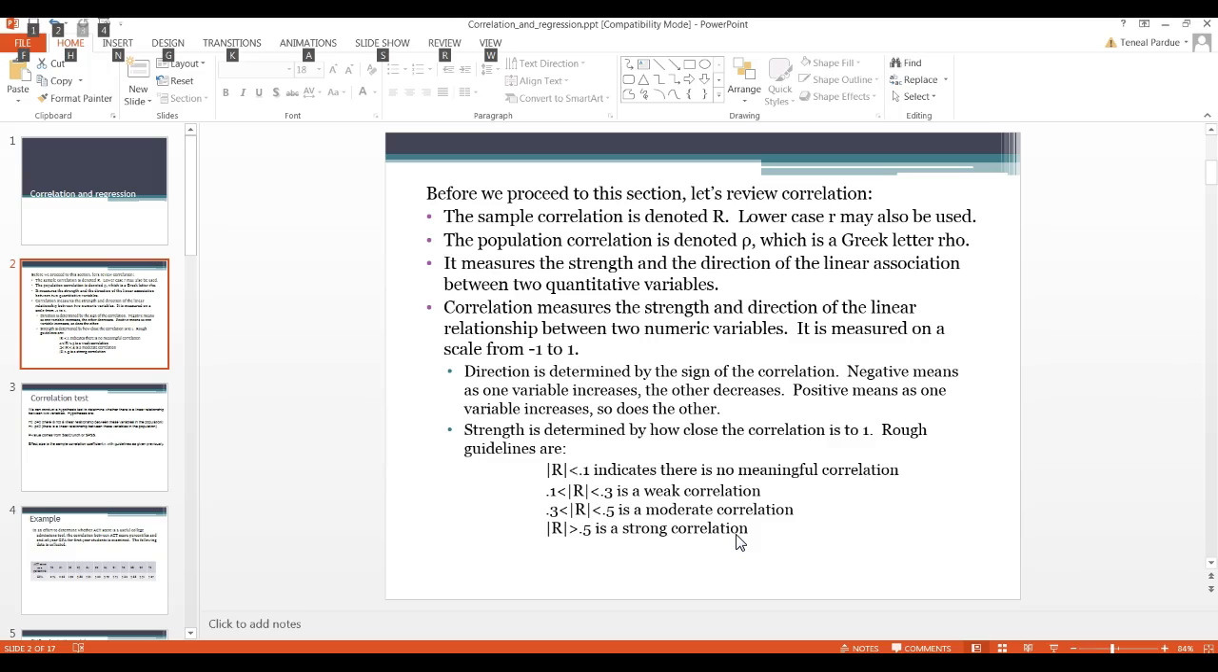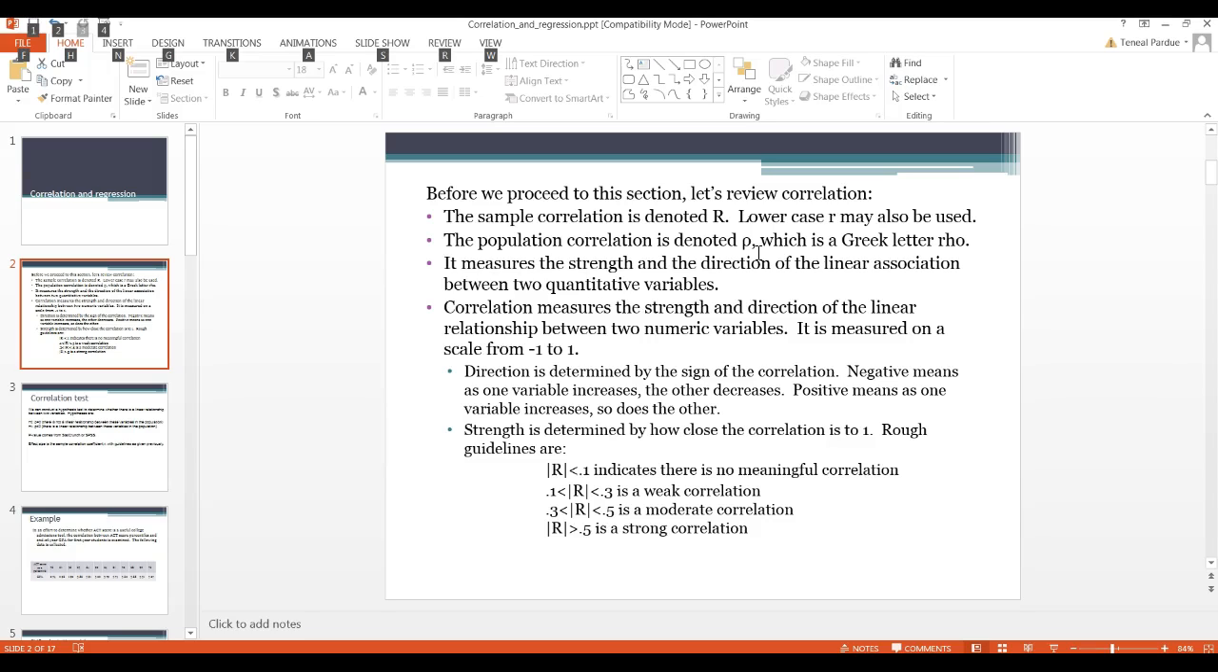We're going to start by reviewing correlation, which we talked about earlier on in the course. So it might be a good idea for you to go back and actually watch that lecture again. But here are the highlights. We've got a sample correlation coefficient and a population correlation coefficient. The sample correlation is R, capital R, lowercase r, it doesn't matter. The population correlation is the Greek letter rho. R is our best estimate for rho, so R is going to be our point estimate of rho.